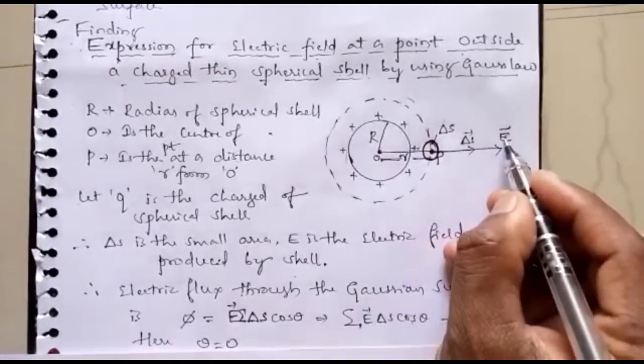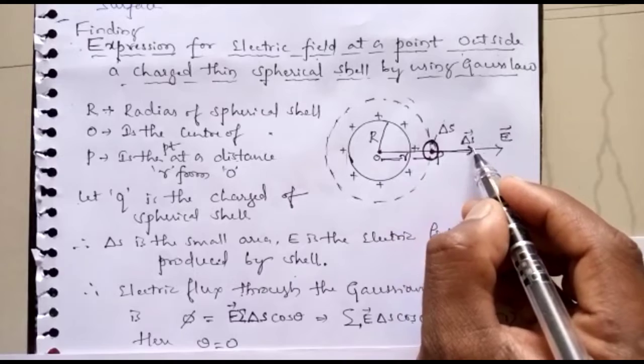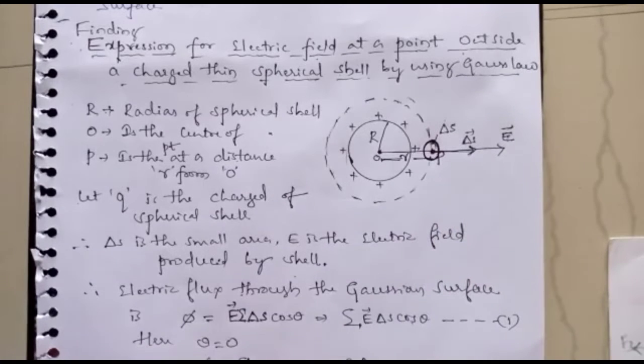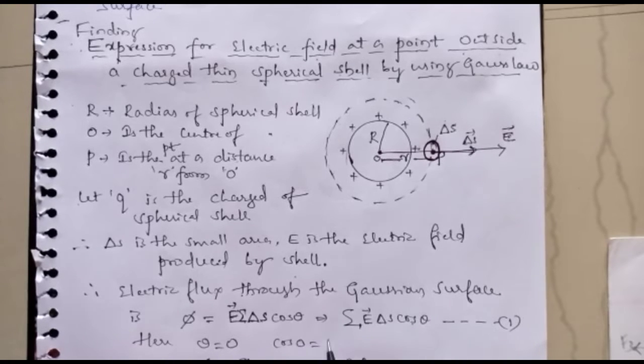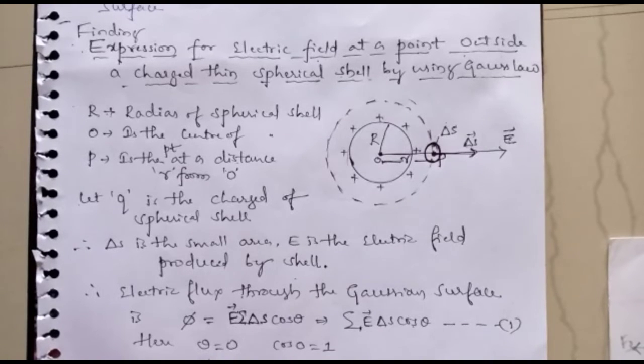Now you can see the electric field and the normal to the surface, the angle between E and delta S are in the same direction. Same direction means theta equals 0. Phi is equal to summation of E into delta S cos 0, and cos 0 is 1. Therefore phi is equal to summation of E into delta S. Let us recall equation number 2, and this one is 1. And phi equals E into summation of delta S.